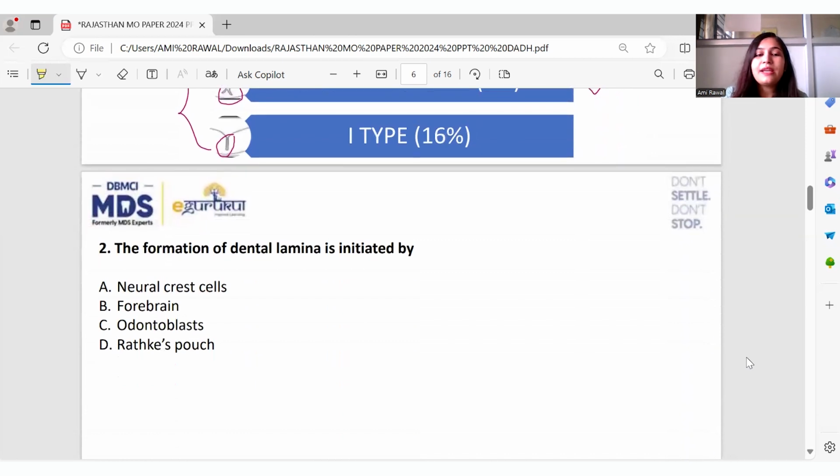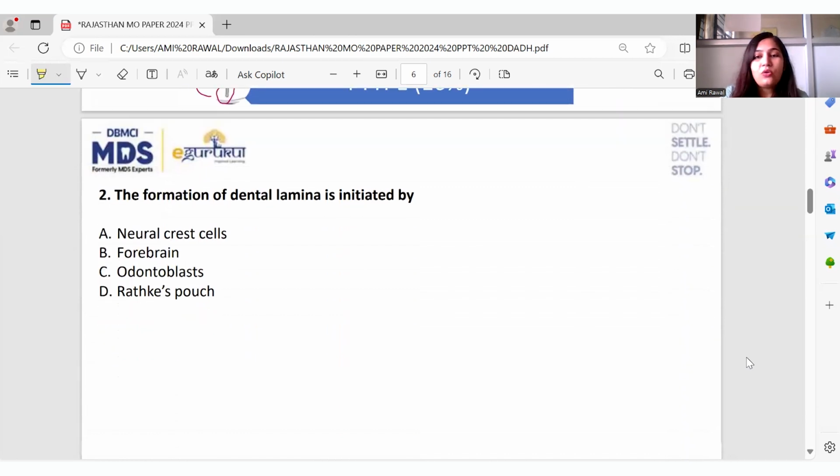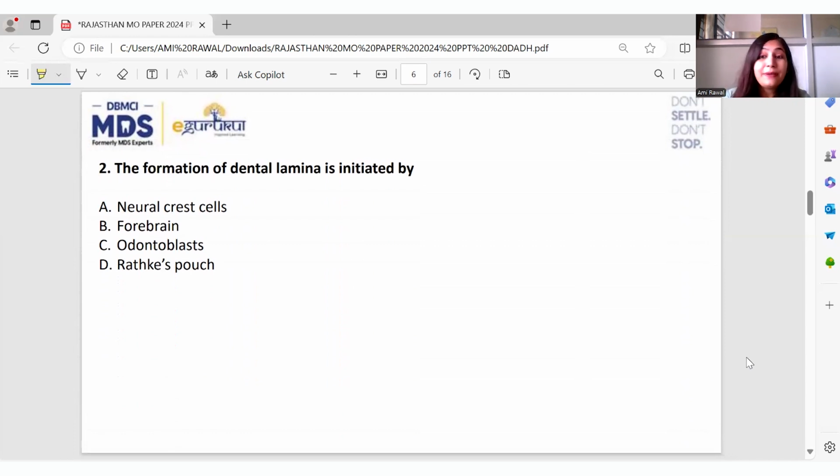Formation of dental lamina is initiated by. Now, the questions were mainly from dental histology, and from only one topic, that is tooth development; only the remaining one was from salivary gland. Formation of dental lamina is initiated by: is it neural crest cells, forebrain, odontoblast, or rest cell pouch?